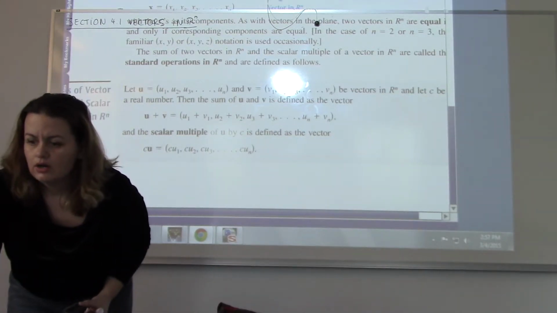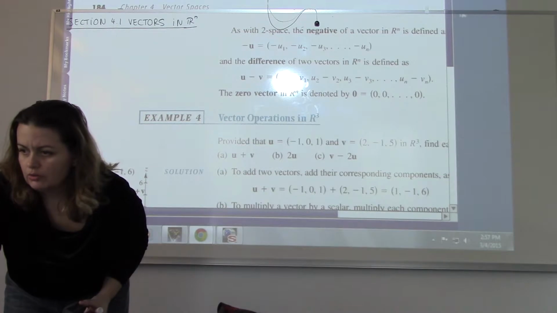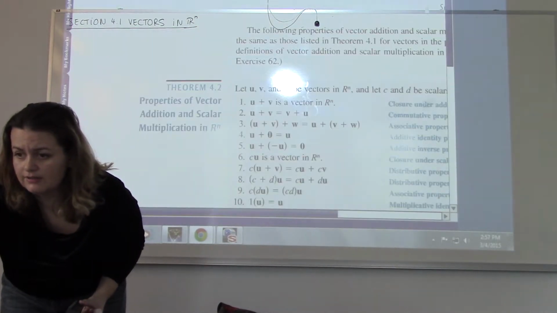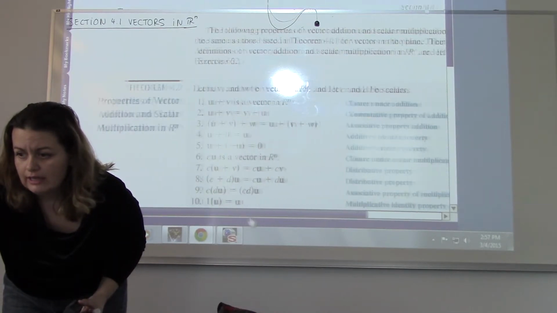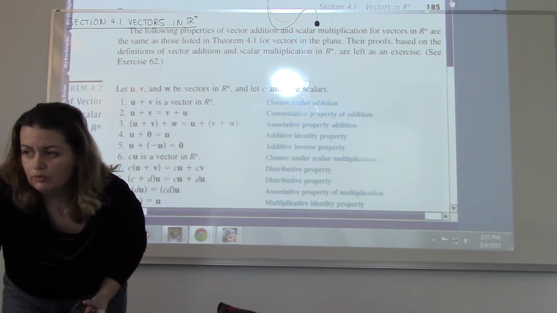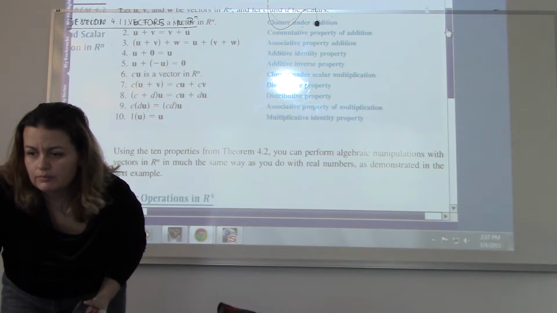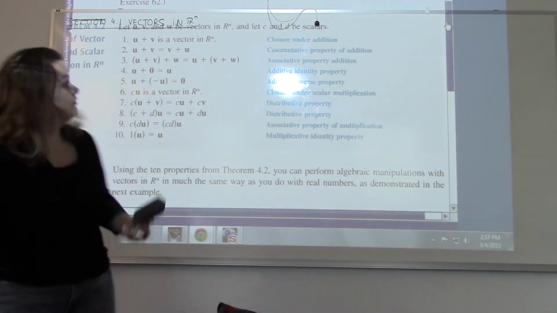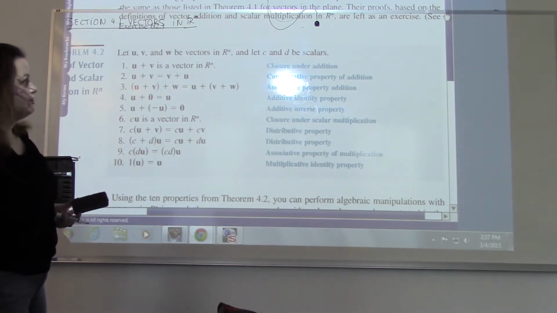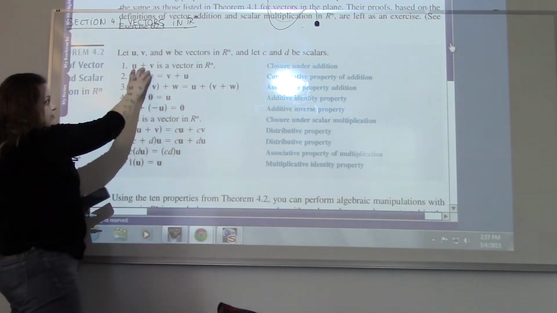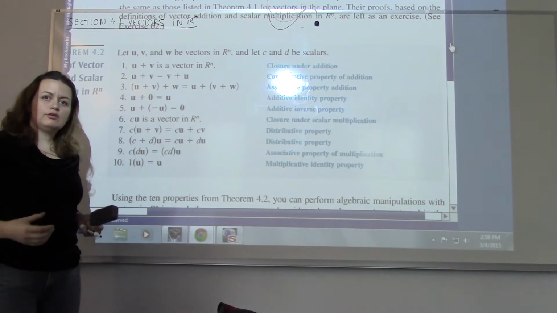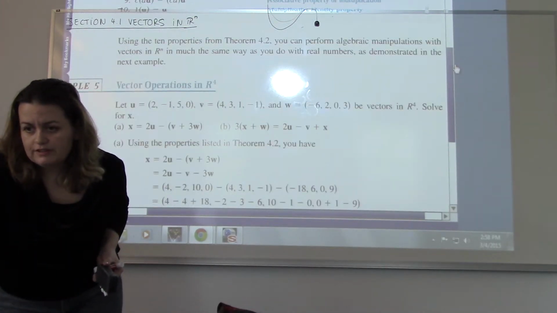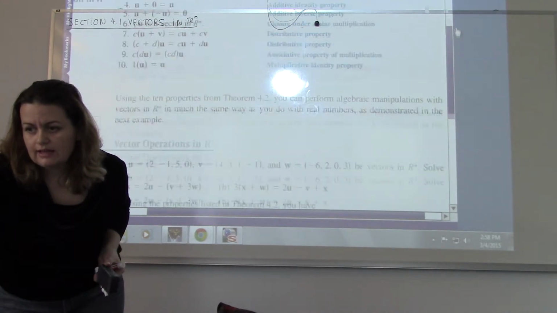Now, we also should talk about properties of vectors in Rn. They're exactly the same properties that we just talked about for R2, but now our vectors are n-tuples instead of ordered pairs. So the proofs of these properties get done exactly the same way.